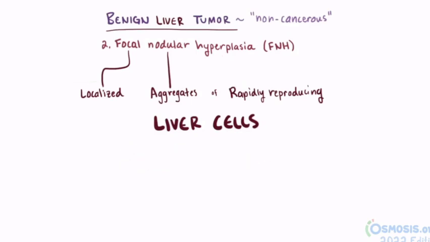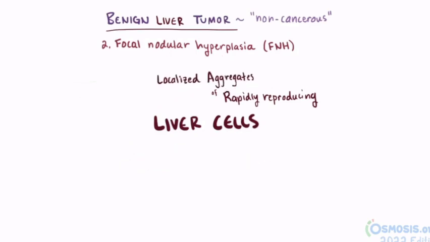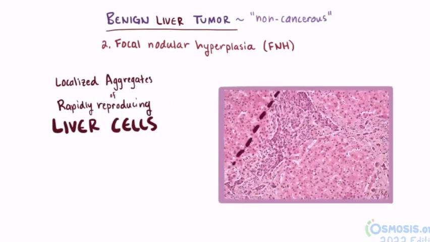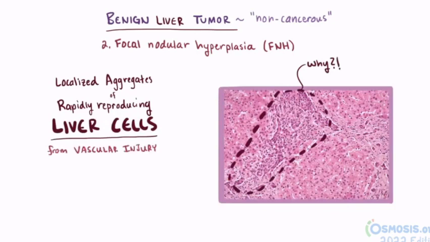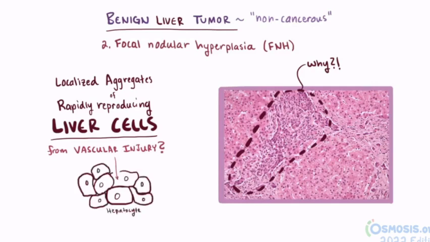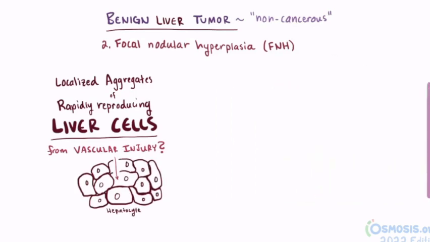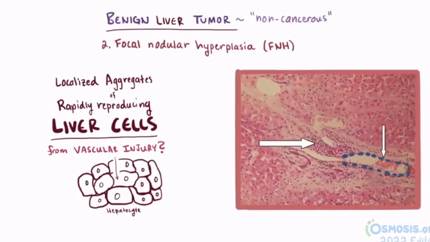Basically, this is a loosely used term to describe when nodules, or aggregations, of seemingly benign hepatocytes are found in the liver. Ultimately, we don't really know why these form, but it's thought that they could be a response to vascular injury of some kind that leads the hepatocytes to ramp up reproduction and form these aggregates of cells. Another reason it's thought to be a result of vascular injury is that there's almost always an abnormally large blood vessel in the center, with smaller branches radiating out into the periphery.